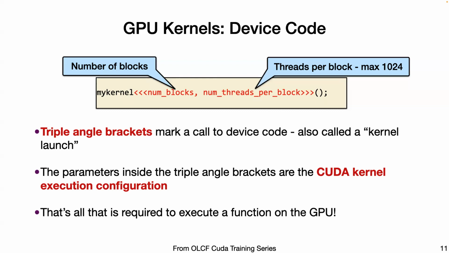This doesn't have to be determined at compile time; you could find the number of blocks at runtime. But one common paradigm is that you fix threads per block, say 256, and then your number of blocks is based on your input size, n. So num blocks would be n divided by threads per block, rounded up. These triple angle brackets are how you call the device code. This is your kernel launch configuration, and the parameters are this configuration that you pass in, which is usually dependent on your problem size. And that's all you need to call the function on the GPU.